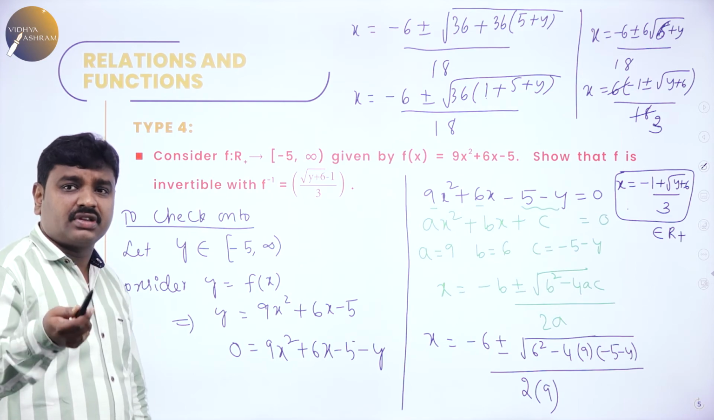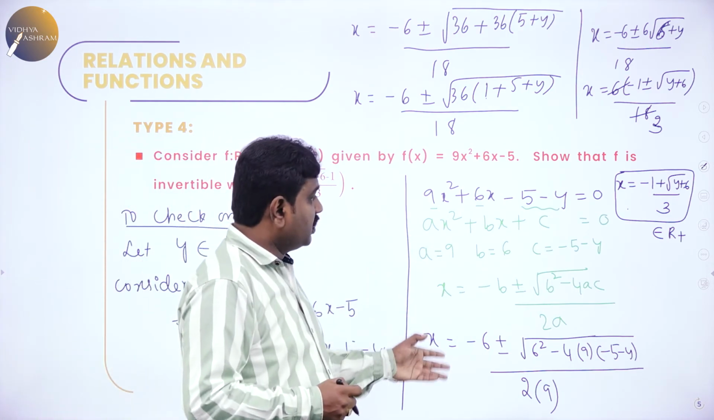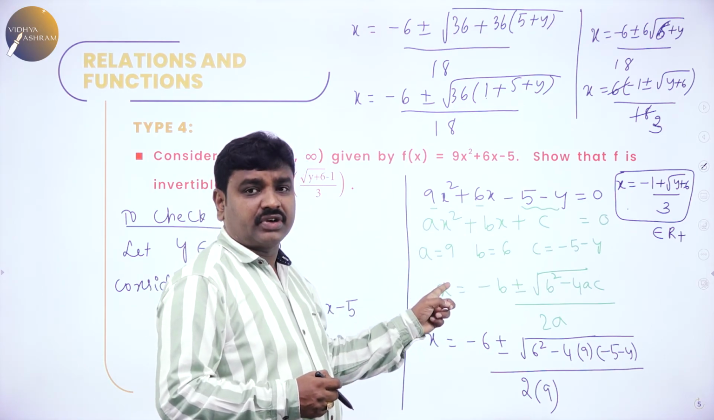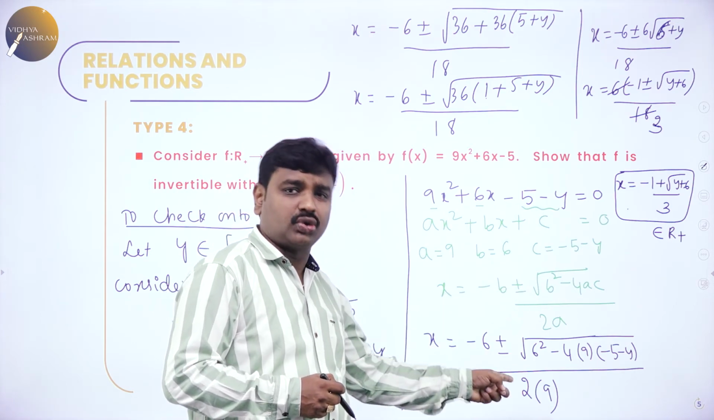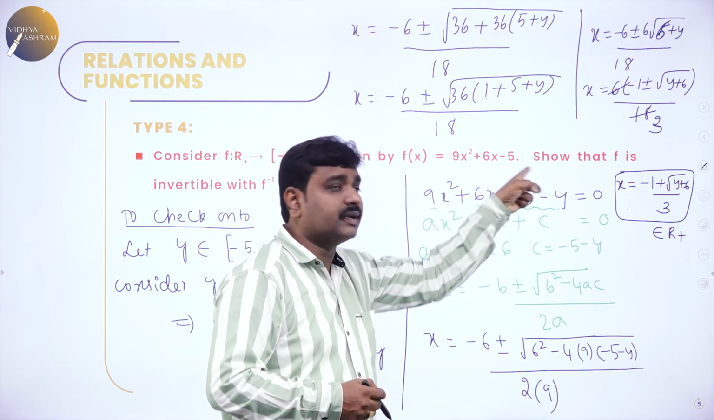So we proved one-one, then we proved onto. Now we are going for what? Finding inverse. Here quadratic equation, standard root for quadratic equation. What are the roots for quadratic equation? Minus b plus or minus root of b square minus 4ac by 2a, that you should know. And a is 9, b is 6, c is this whole thing.